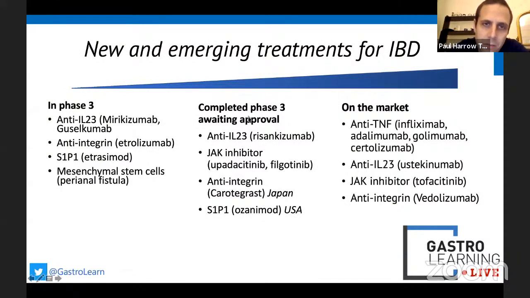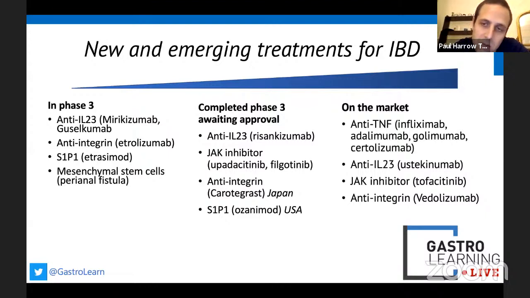So on the market at the moment, there are four anti-TNFs, although because of patent reasons, infliximab and adalimumab are no longer on patent and are available as a biosimilar preparation, which is substantially cheaper than every other biologic. And in our area and in many areas of the UK, these are primarily for cost reasons first choice biologics for patients where there are no other specific considerations.